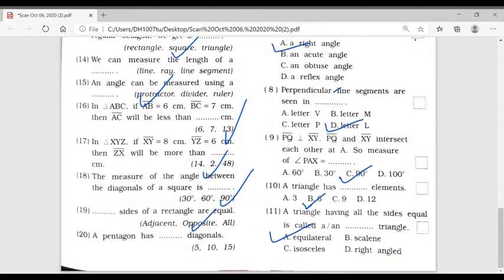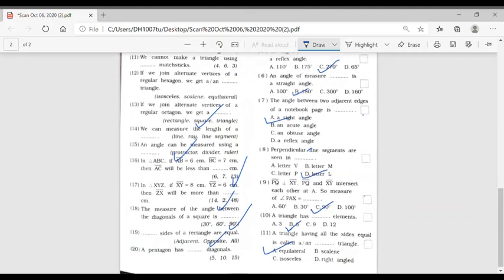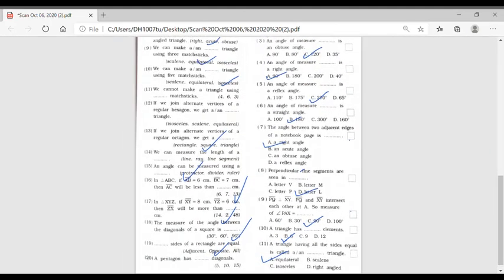Okay, children. I have sent the PDF up to this question. The remaining questions you try to solve afterward. Only today you have to revise all these MCQs and the fill in the blanks I already sent to you.